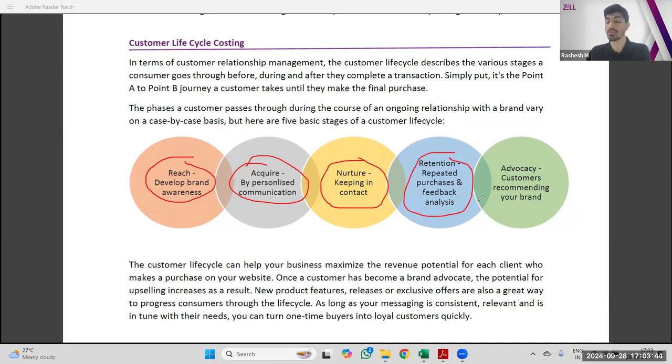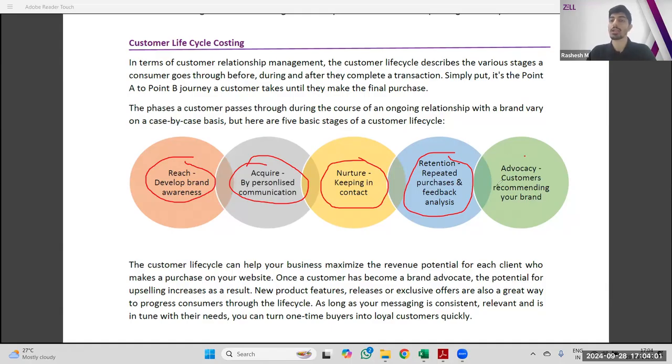Finally, the retention phase. Retention is where they've acquired you as a customer, so you keep going to them, and depending on what you do, they try and figure out what went wrong with other customers so that they can fix their customer life cycle and get you into the system as well.